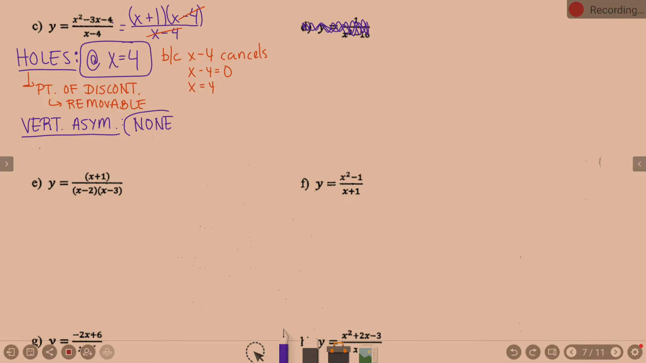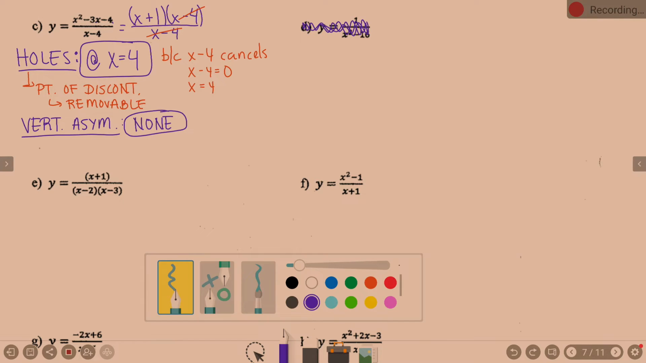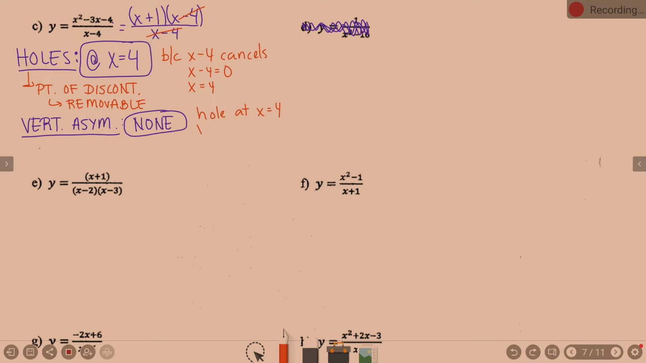And why are there no vertical asymptotes? Because there was a hole at x equals 4. So I'm going to say there was a hole at x equals 4, and it's a vertical asymptote or hole, not both. Got it? Vertical asymptote or hole, not both. That's the note you might want to make to yourself.